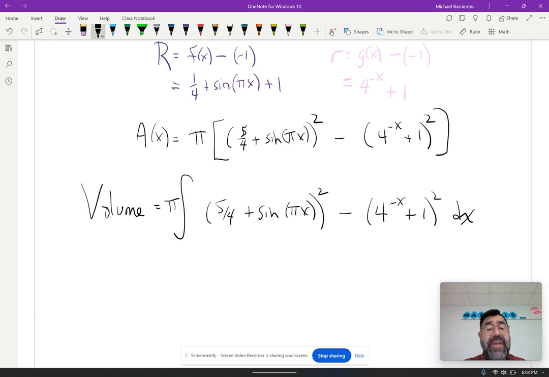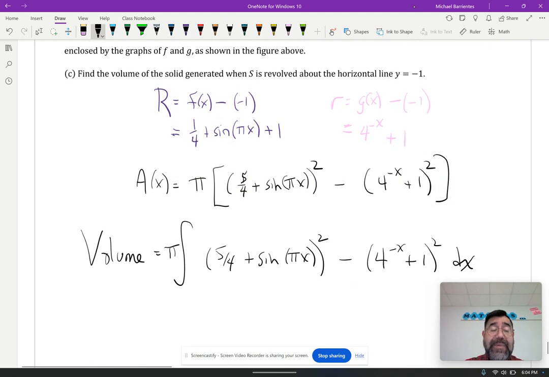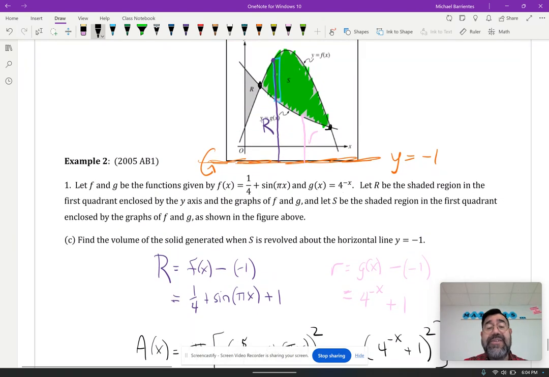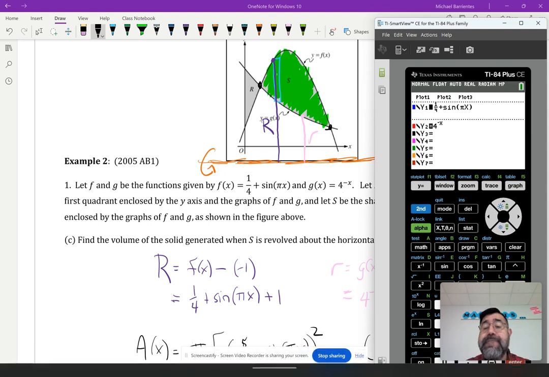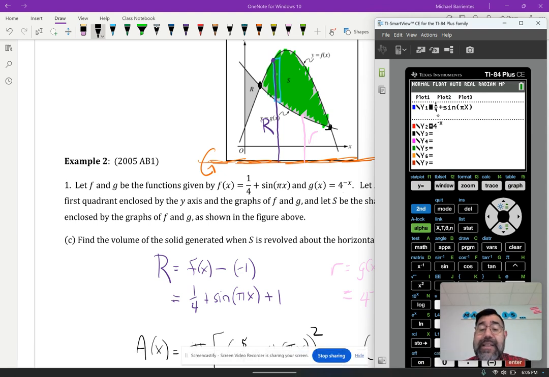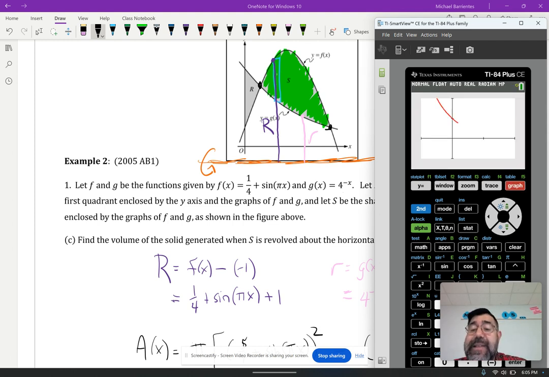So what do we need to do? We need to find these intersection points. Or we need to find these limits of integration which correspond to these intersection points. So let's get our grapher. And I've preset f of x and g of x. Let's see, does it tell us a window for this? I don't think so. So I'm just going to press graph and see what we see.